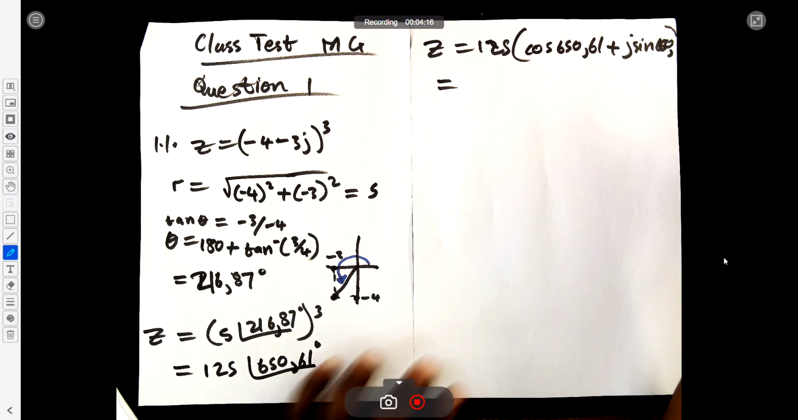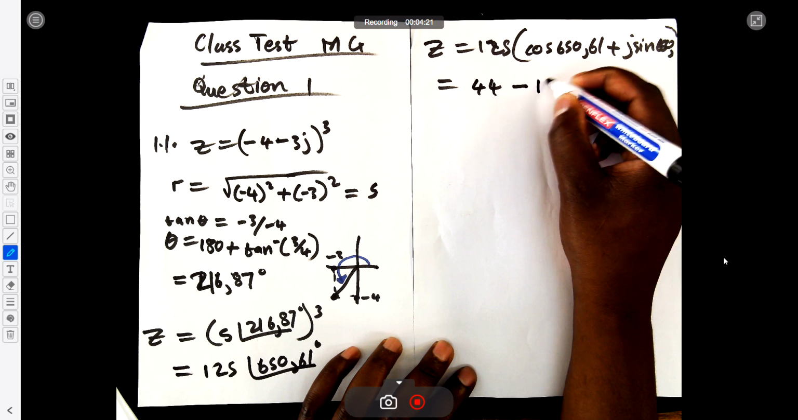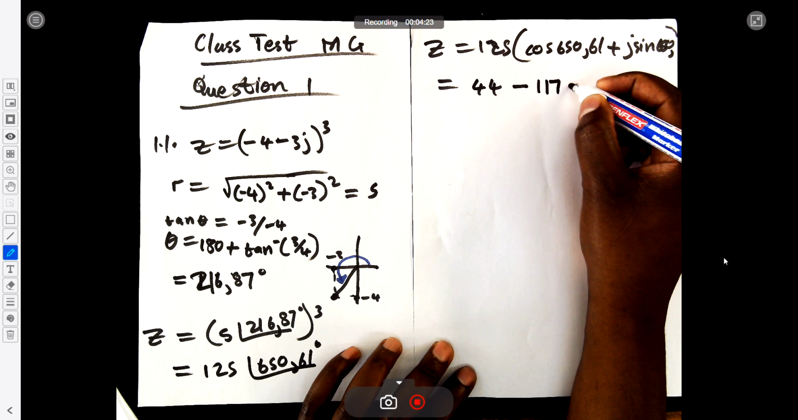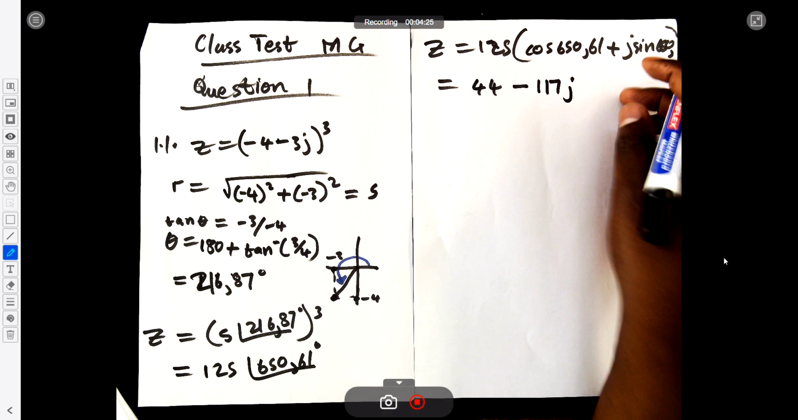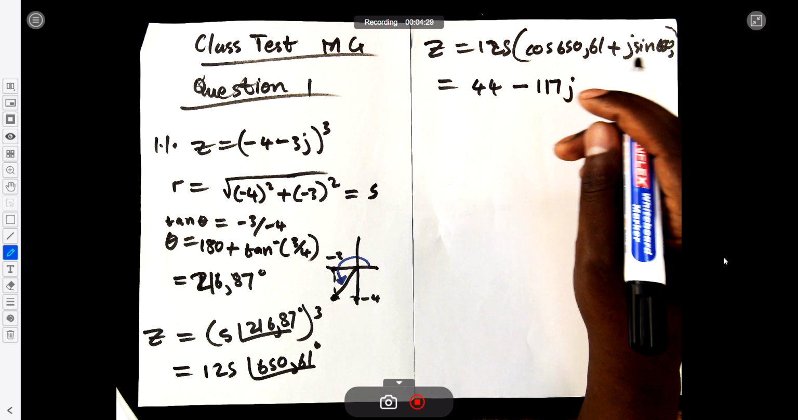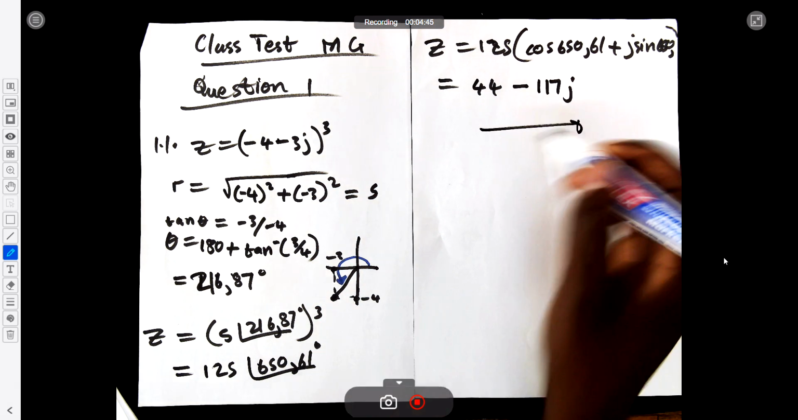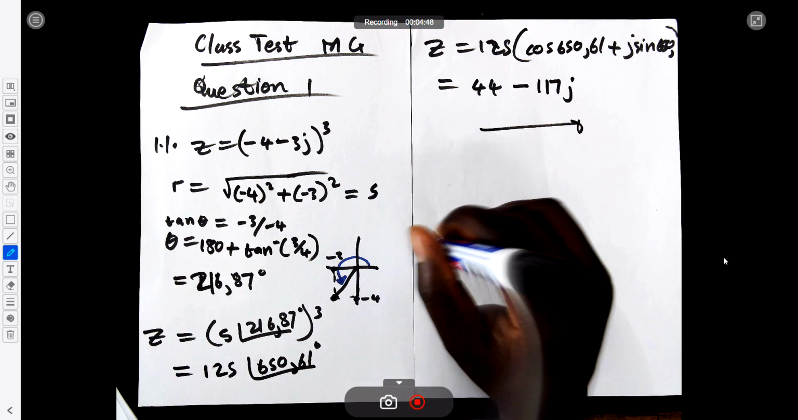So it's 44, right? Minus 117 j. And what did you get? So it's 125 times 650.61, right? We get 44 minus 117 j. So we have expressed the answer in rectangular form. Easy peasy.